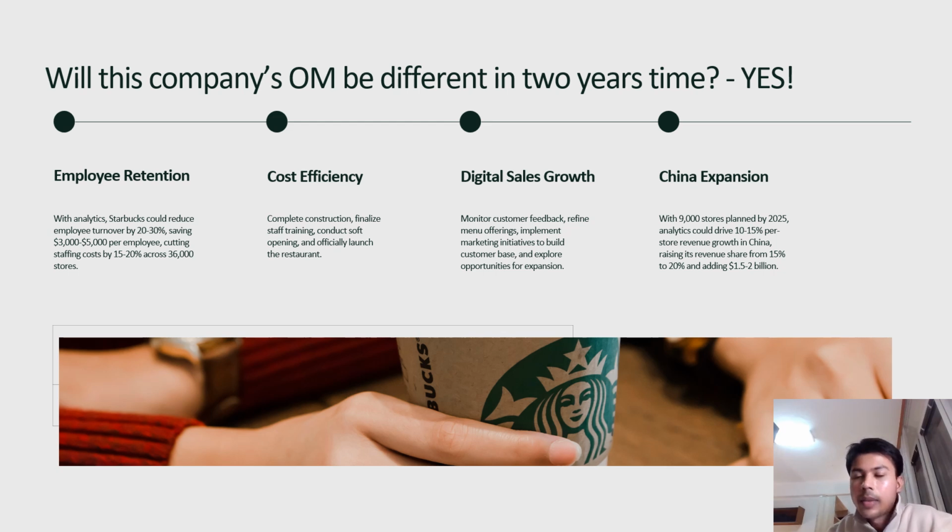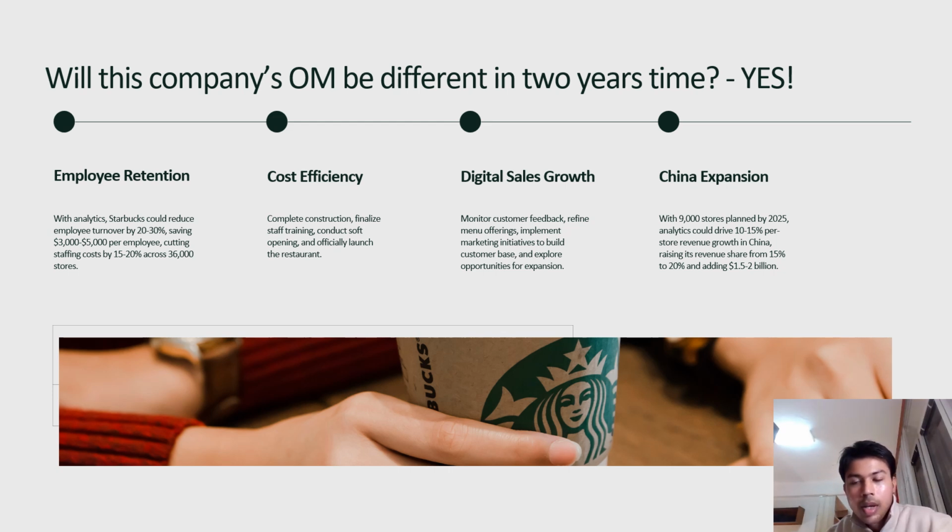Cost efficiency: complete construction, finalize staff training, conduct a soft opening, and officially launch the restaurant. Digital sales growth: monitor customer feedback, which is the most important thing for any business, and implement marketing initiatives to build the customer base and explore opportunities for expansion.